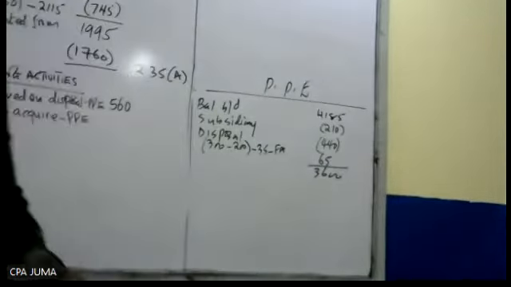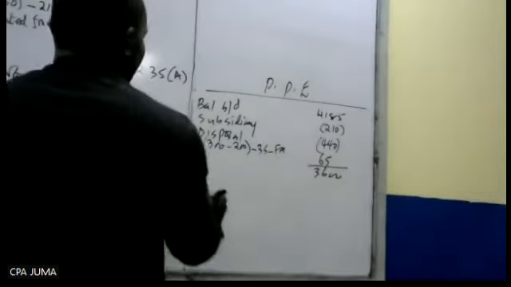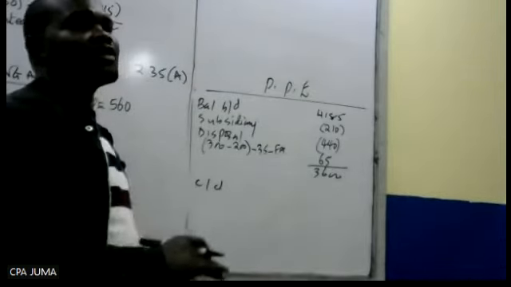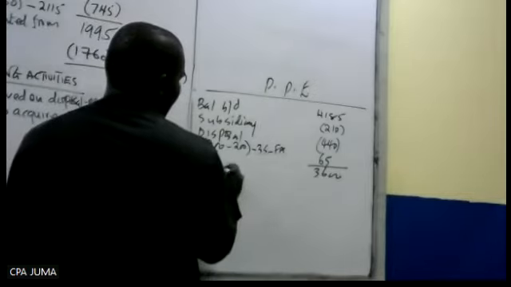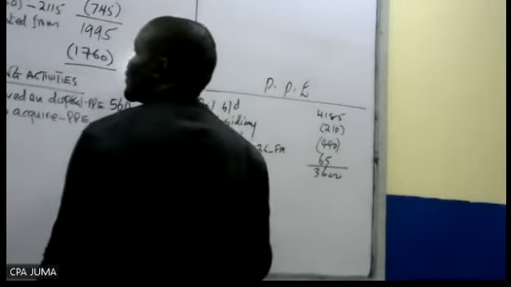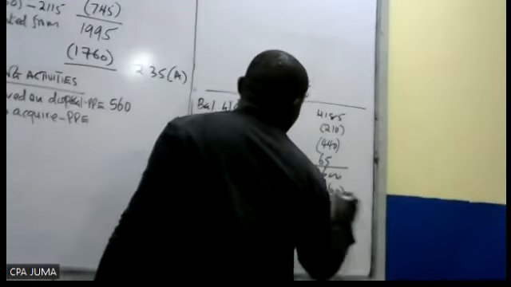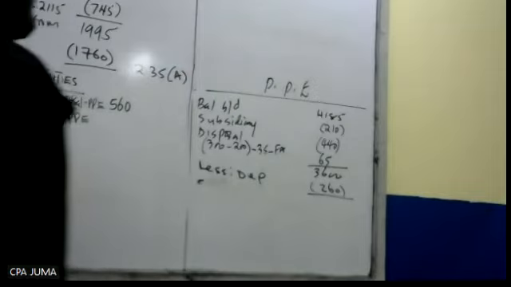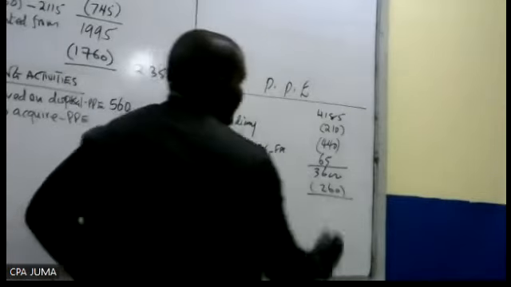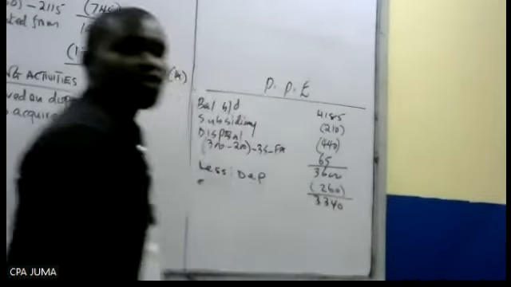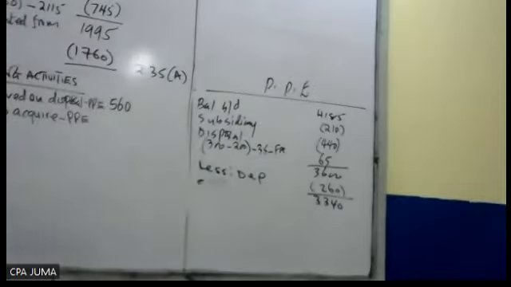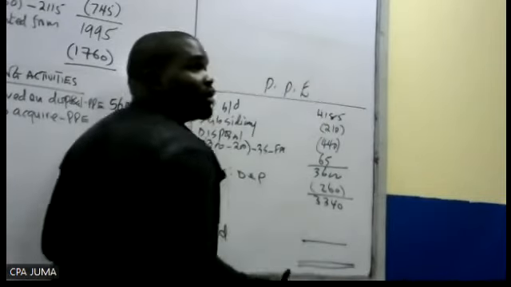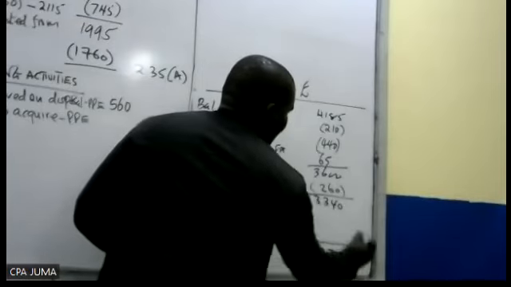Closing. Check the closing PPE. Carry down. Oh wait, depreciation of the year. So depreciation reduces the value. So less depreciation. Depreciation was how much? 200 and what? 60. So the value should be how much? Minus 260. 3,340. So compare with the closing. So check carry down. Carry down is how much? 42. So this is the increase.